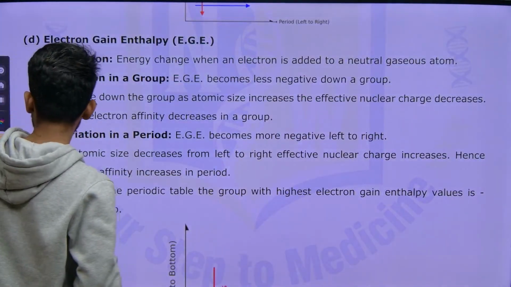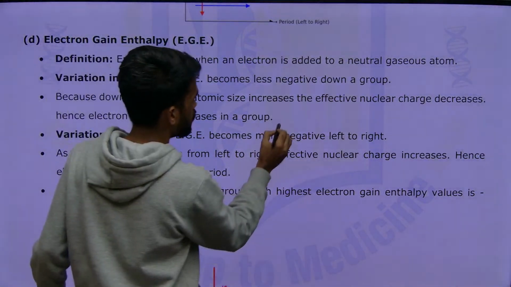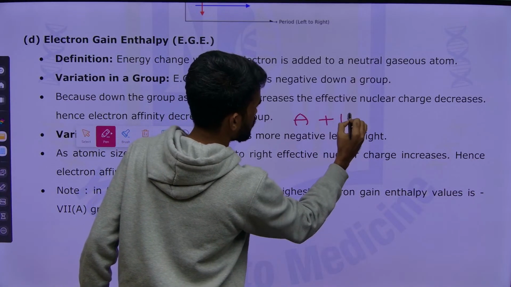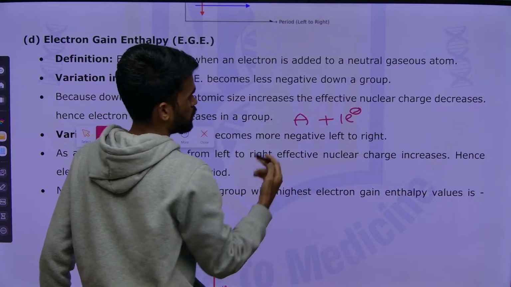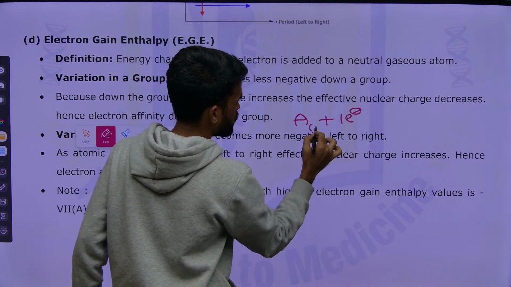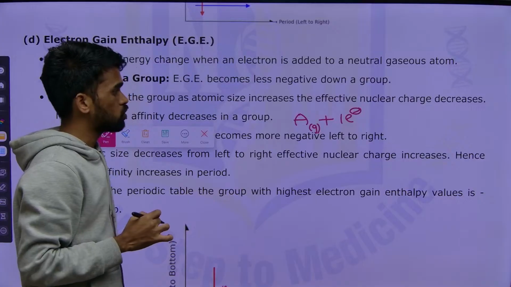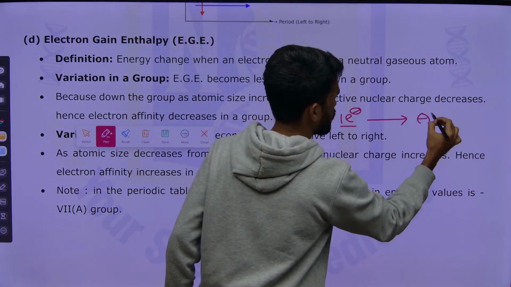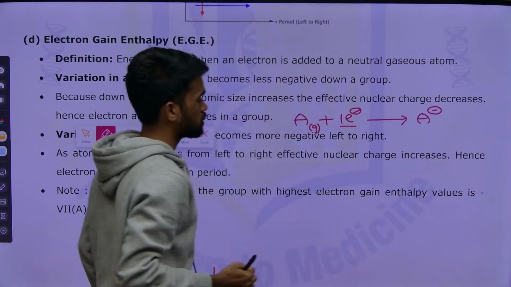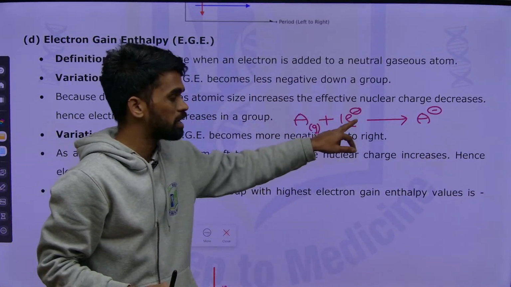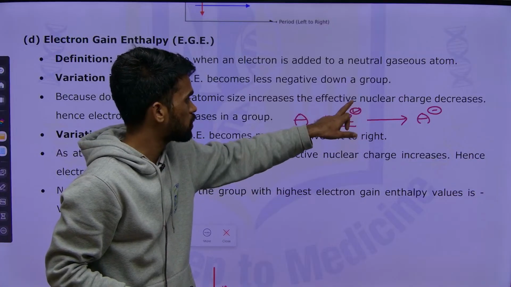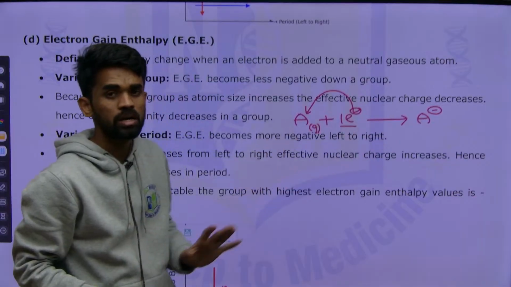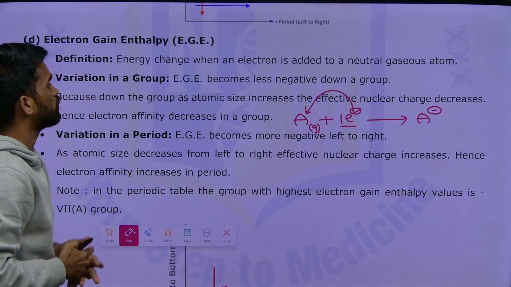It means, see, I have element A, to this I am adding an electron. So, this element A, first of all, should be a neutral atom and it should be in the gaseous state. Okay. So, to this element A we are adding an electron, therefore this element A now becomes A⁻. Okay, A⁻. So, the amount of energy, whether released or absorbed, when an electron is added to this neutral gaseous isolated atom is called its electron gain enthalpy. Okay.